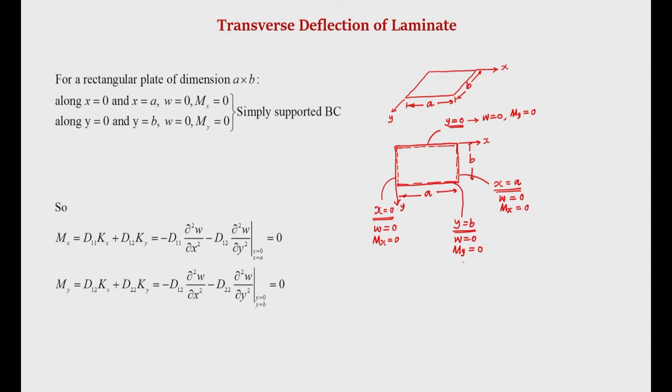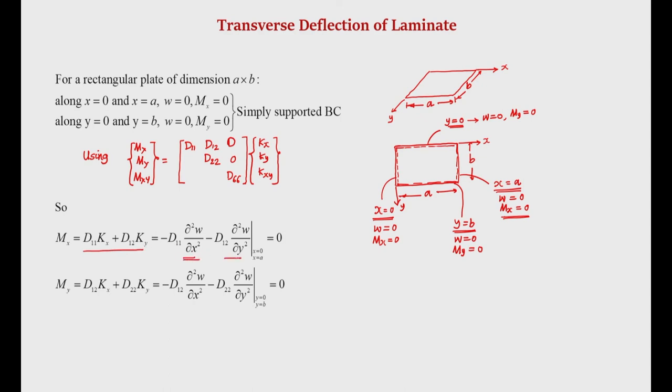Now, these boundary conditions in terms of moment must be written in terms of the displacement. Therefore, for a symmetric laminate, we could use this decoupled moment curvature relation with D11, D12, D22, D66. Since it is specially orthotropic, D16 and D26 are 0, with kx, ky, kxy. Using this, you can write Mx in terms of kx and ky, and kx and ky could be written in terms of w. These are the boundary conditions in terms of displacement.